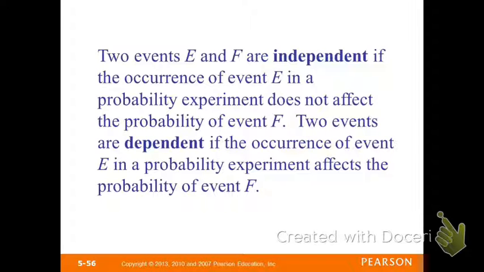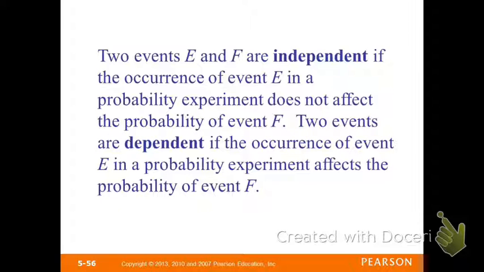Two events, E and F, are independent if the occurrence of event E in a probability experiment does not affect the probability of event F. Two events are dependent if the occurrence of event E in a probability experiment affects the probability of event F. So let's talk about an example of each of these kinds of things so you can work it through in your head.